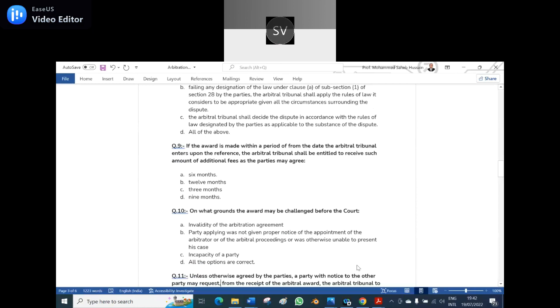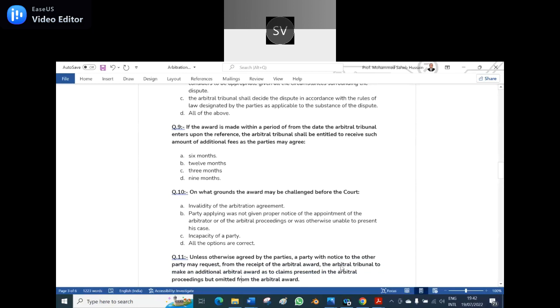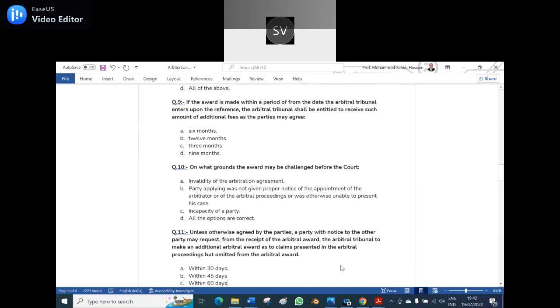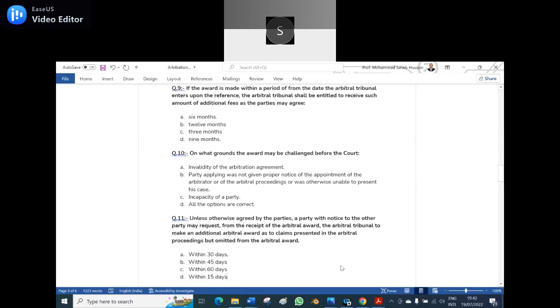10th question. On what grounds may the award be challenged before the court? Option A, invalidity of the arbitration agreement. Option B, the party applying was not given proper notice of the appointment of the arbitrator or of the arbitral proceedings, or was otherwise unable to present his case. Option C, incapacity of the party. Option D, all the options are correct. Option D, madam. Yes, all the options are correct.